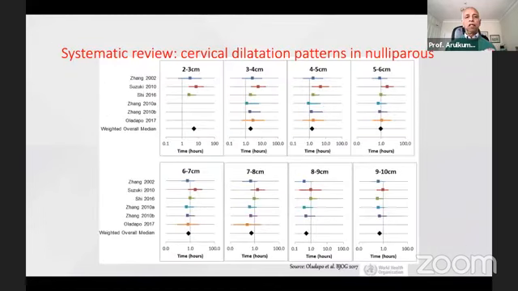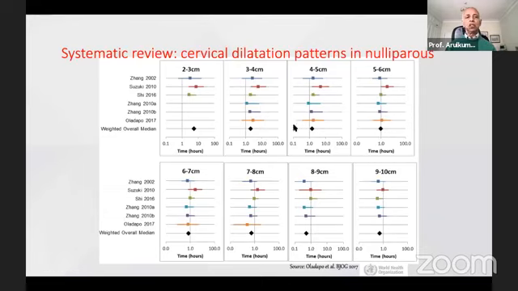Now, if you put all those graphs into numerical values, I'm taking nulliparous women here. If you watch this carefully, from 2 to 3 centimeters, on an average, the median, they took 8 hours to dilate. 3 to 4 centimeters, they took 2 to 3 hours. 4 to 5, just over an hour. 5 to 6, only they start at 1 centimeter. So in other words, action line should start at 5 centimeter.